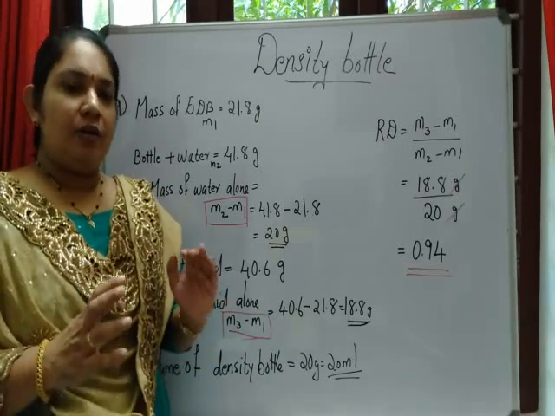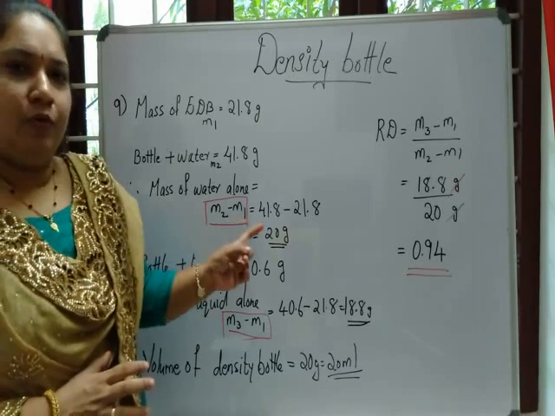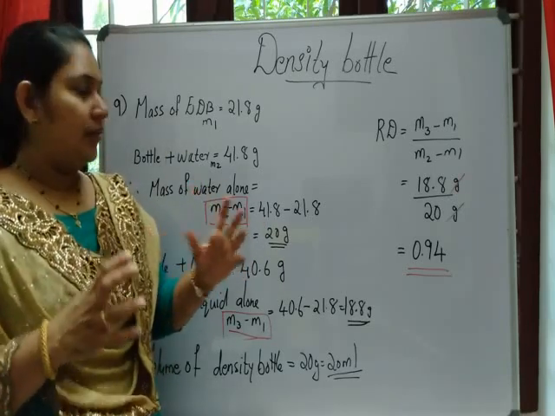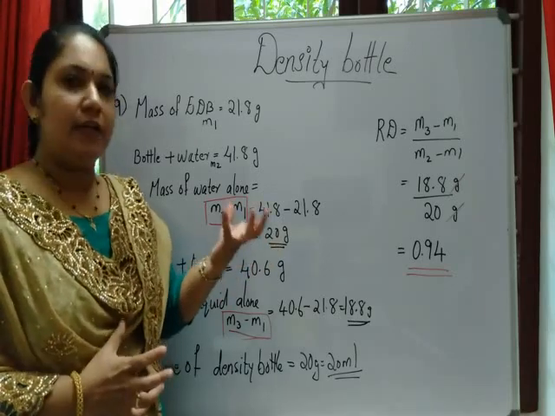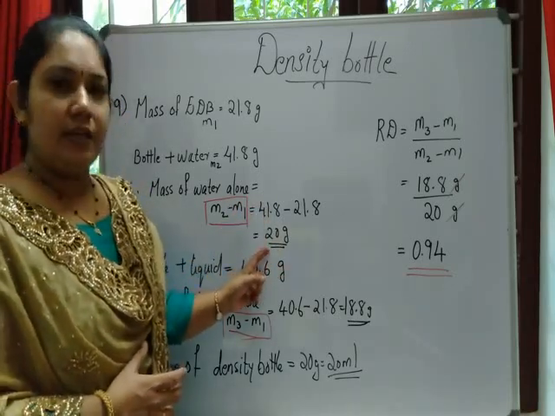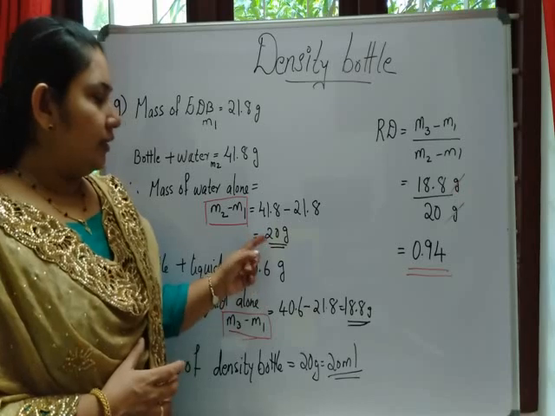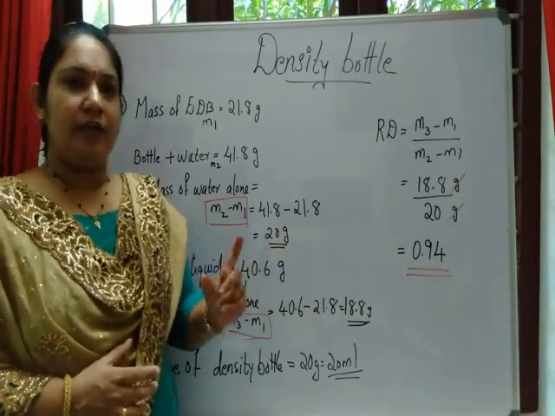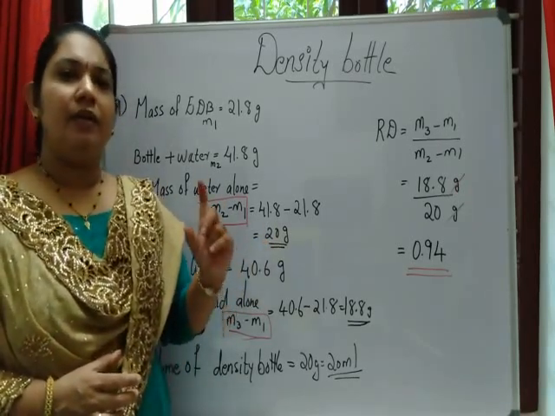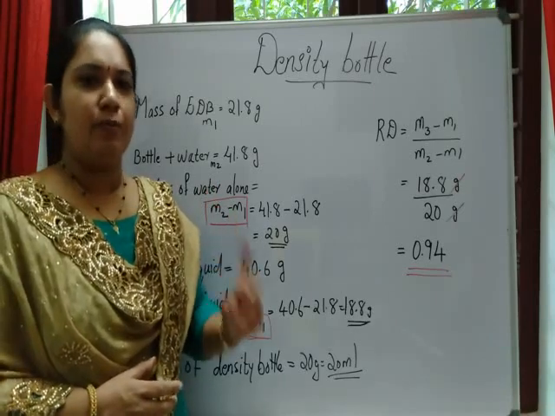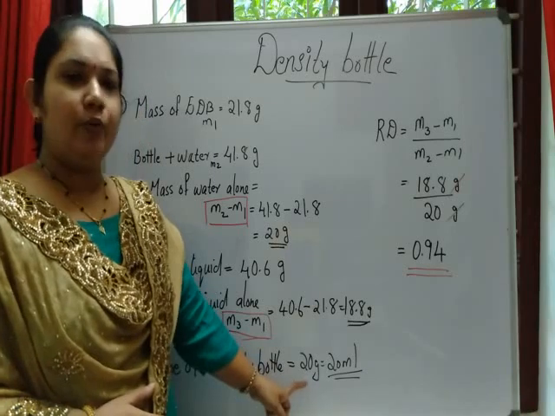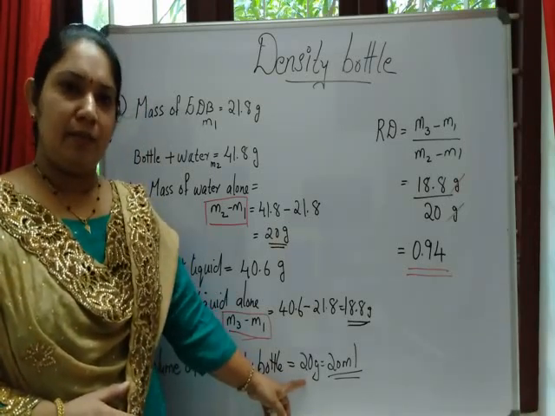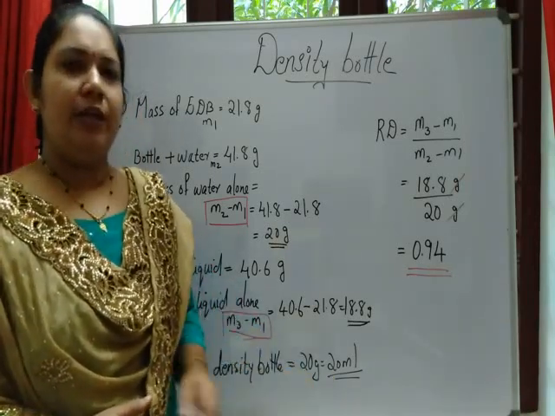Volume means the capacity contained in a given bottle. You already measured that 20 gram of water is contained in the given density bottle. So the volume of the density bottle is 20 gram. 1 gram is 1 ml, so 20 gram is 20 ml.